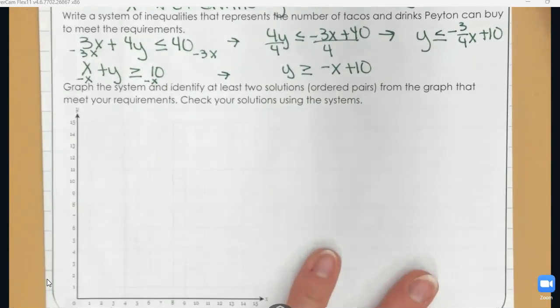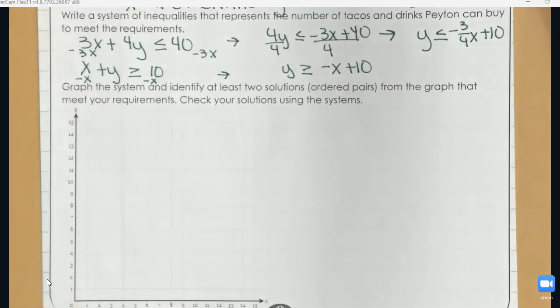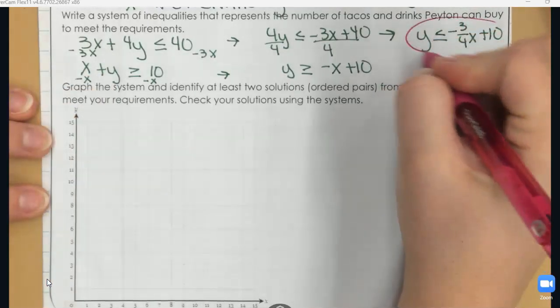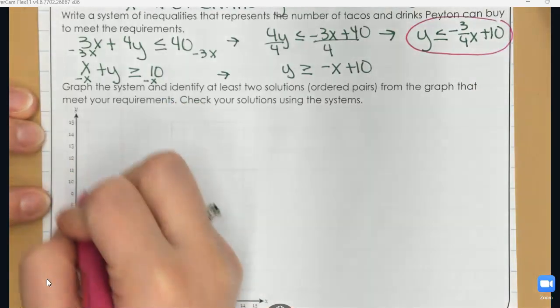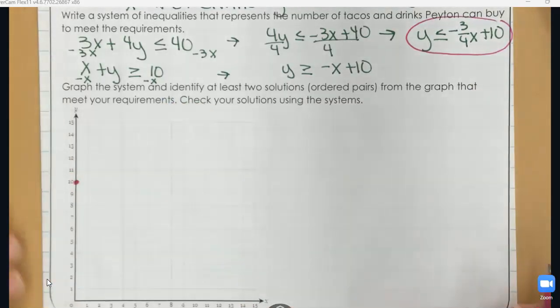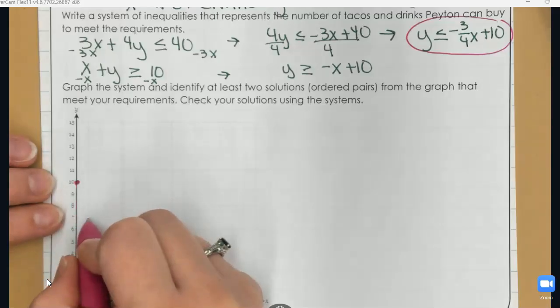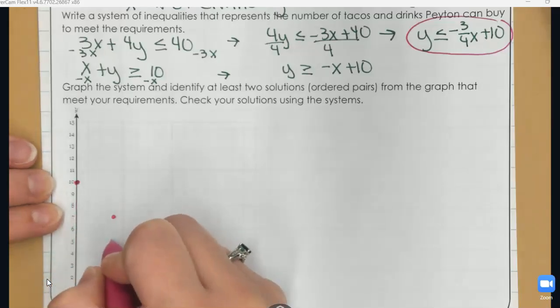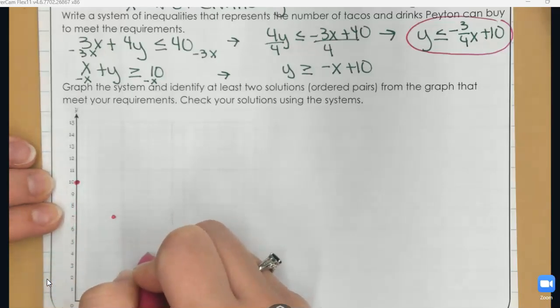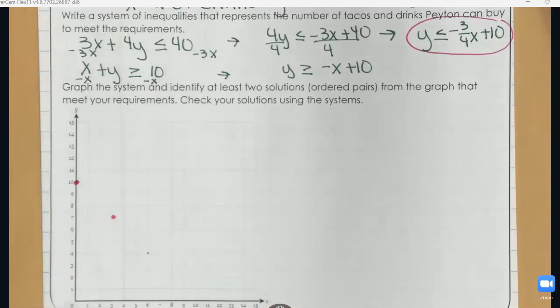So now we need to get each of those on our graph. I'm going to do the first one in pink. So I know my y-intercept is up here at 10, and my slope is negative 3/4. So that means I'm going to go down 3 and over 4. Down 3 and over 4. Wait, I didn't go over enough that first time.